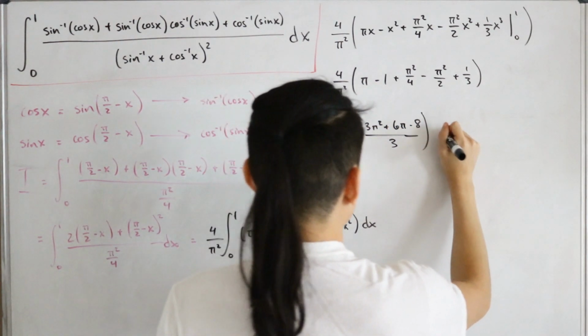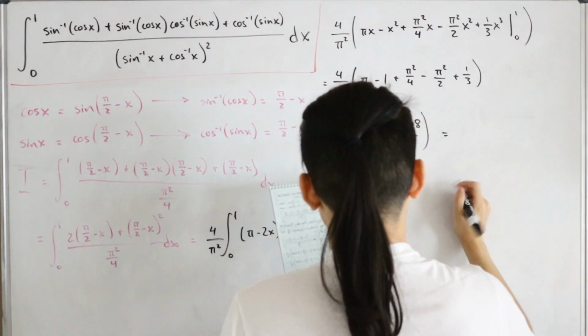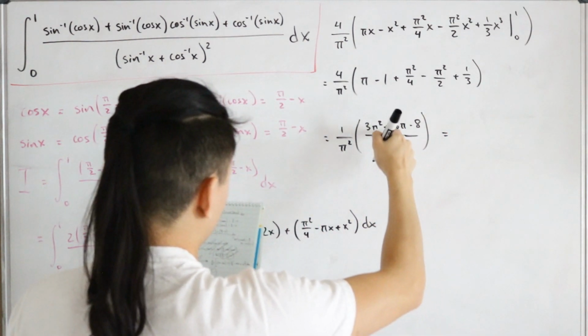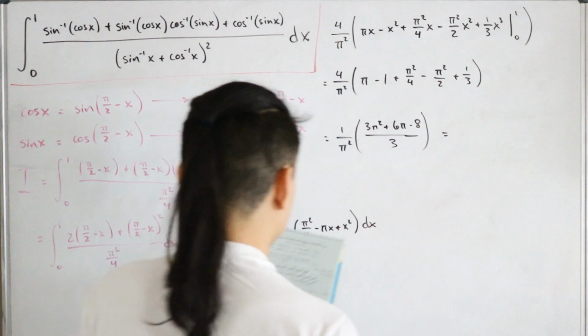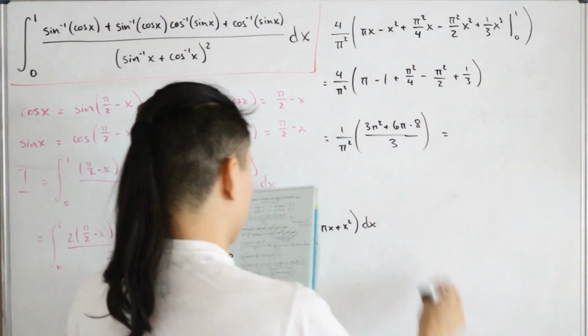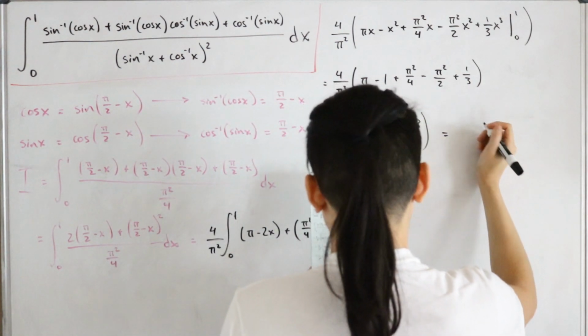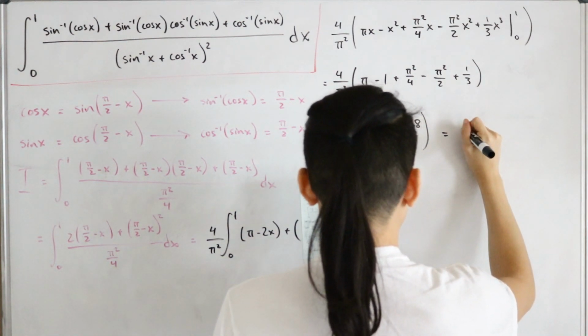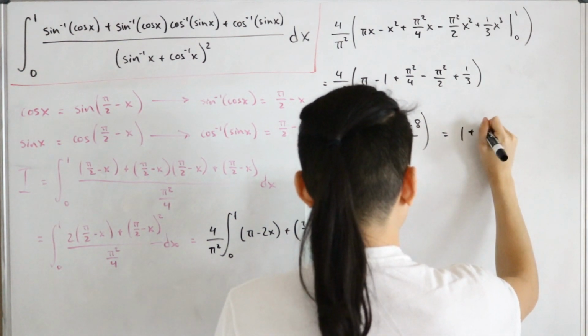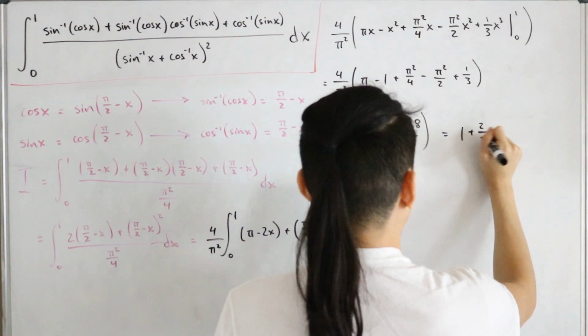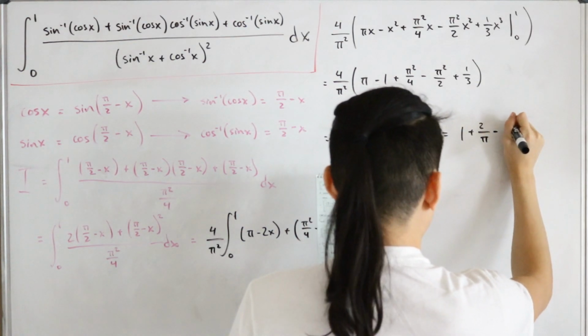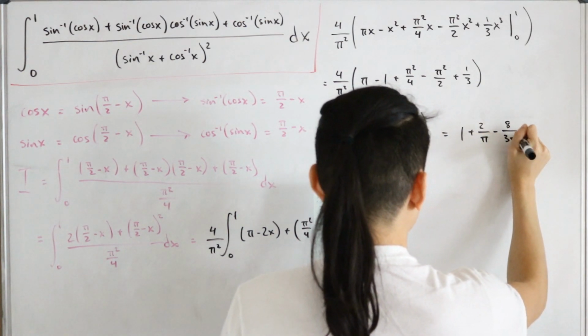And then if you want to reduce this even further, the 3's are going to cancel, so it's pi squared, and then plus 2 pi, and then minus 8 over 3. Then distribute the 1 over pi squared into here. So what I have now is the final answer, which can be simply reduced to 1, and then add this with 2 divided by pi, and then subtract 8 divided by 3 pi squared.